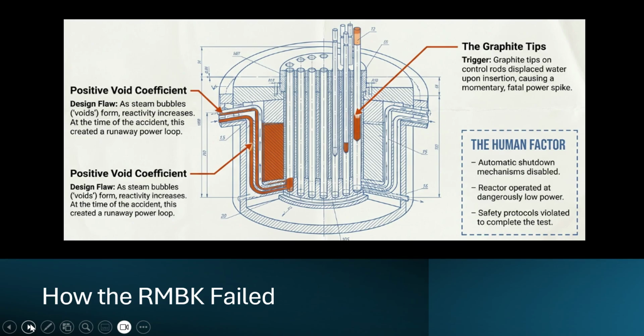During the accident, the automatic shutdown mechanisms were disabled and safety protocols were violated to complete a test. Additionally, the reactor's control rods had graphite tips which, when inserted, momentarily displaced water and caused a fatal power spike rather than shutting the reactor down.